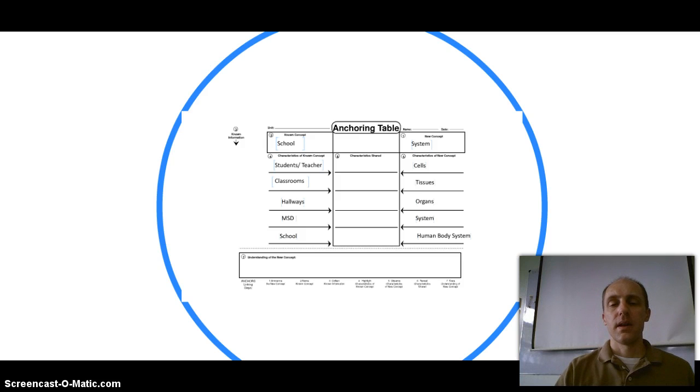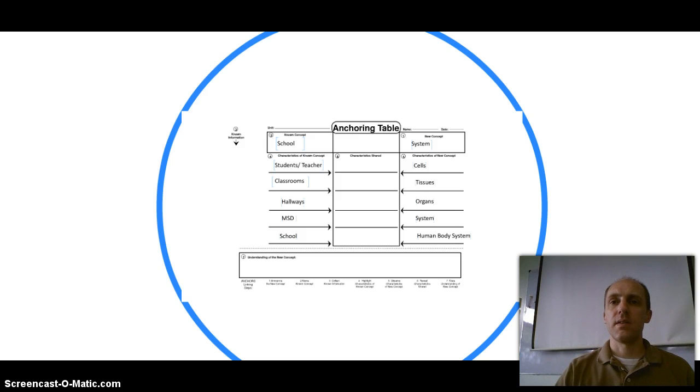So as we get started, anything that you see on the screen, you need to make sure that you are writing in your blank anchoring table. And the sub may need to pause the video just to make sure that you keep up with that, but I'll make sure I leave some time for you to be able to write that in. So have your book, your table, and let's get started.